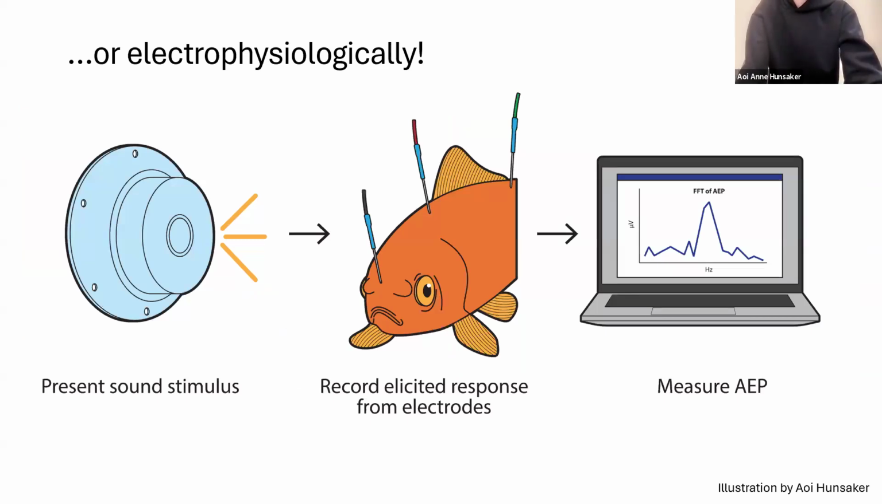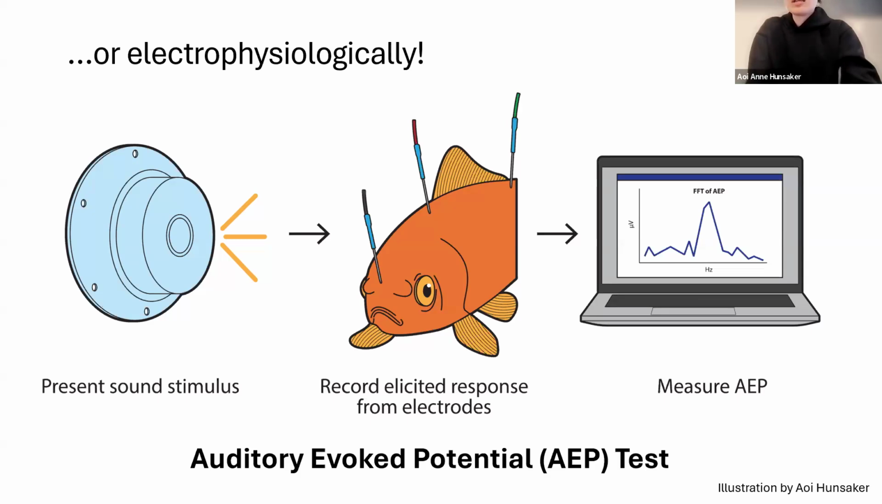Another measure of hearing that doesn't require training in an animal to respond behaviorally is to record its brain responses to a sound. In this kind of test, we present a sound over a speaker, measure the brain response using electrodes placed on the animal's head, and connect the electrodes to a computer to measure the response. And this specific type of test is called the Auditory Evoked Potential test.